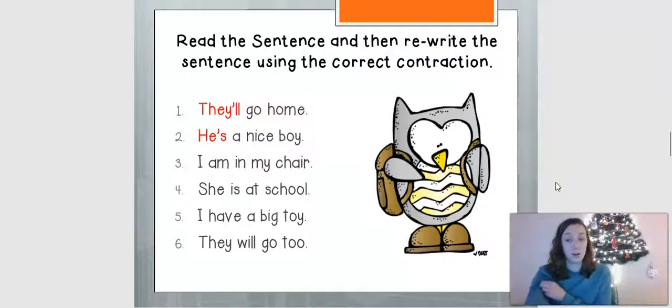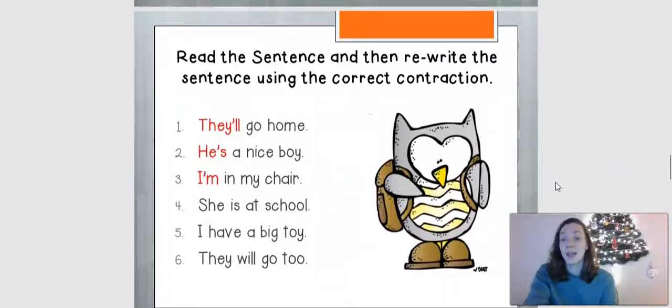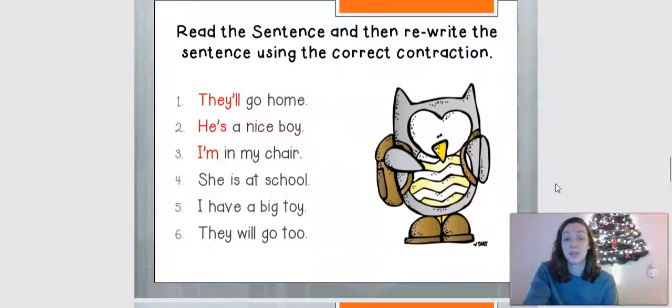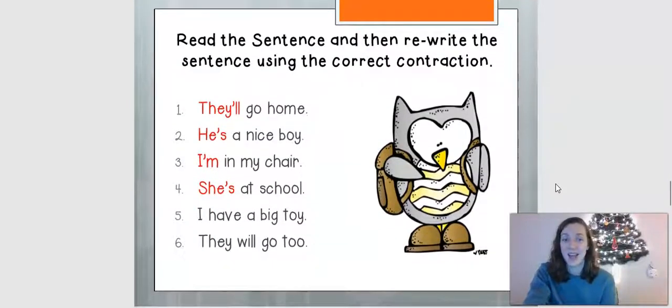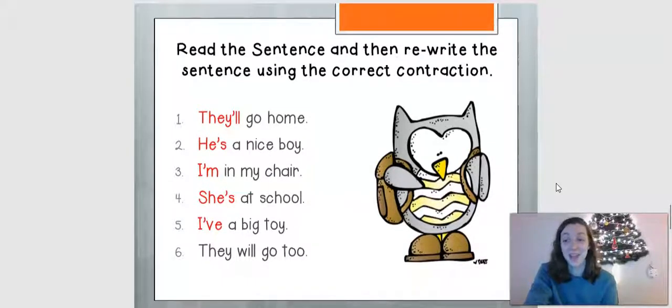I am in my chair. What two words do you think are going to put together for a contraction? I am, right? So I am becomes I'm. I'm in my chair. She is at school. What two words do you think are going to combine together to make a contraction? She is, right? She's at school. I have a big toy. What two words do you think are going to combine together? I have, right? I've a big toy. So I have a big toy.